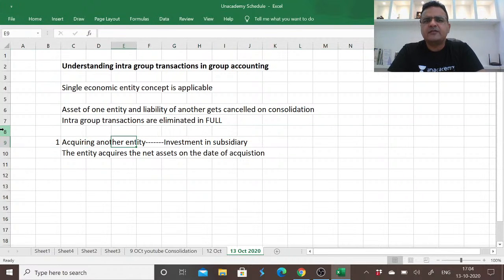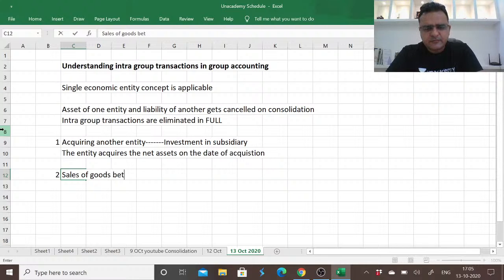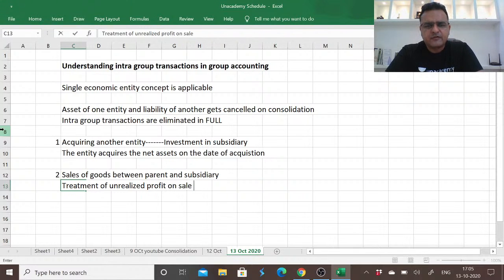So the first transaction is when we are acquiring another entity, that is an intra-group transaction with which the journey of preparing consolidated financial statements begins. If we have a subsidiary, on the last day of the reporting date, we are required to present consolidated financial statements. The second is sales of goods between parent and subsidiary. This also results in treatment of unrealized profit on sale of goods.